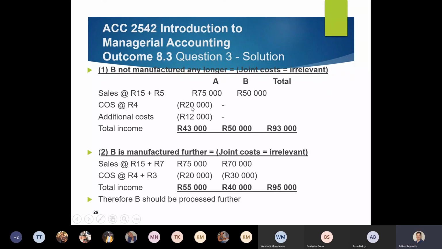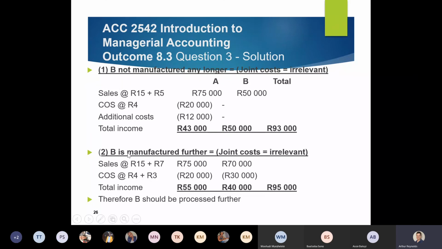Remember now, it's irrelevant what you've done before. The joint costs are relevant, so you don't show this for B. And then additional cost is 12,000 Rand because I said if we can't manufacture B, we're going to incur extra cost. So this is your total income. It gives you a net of 93.